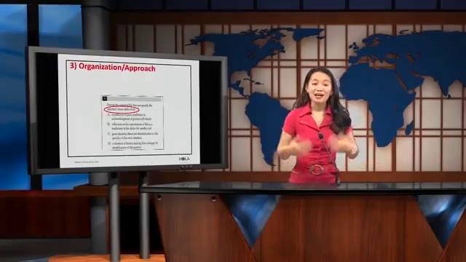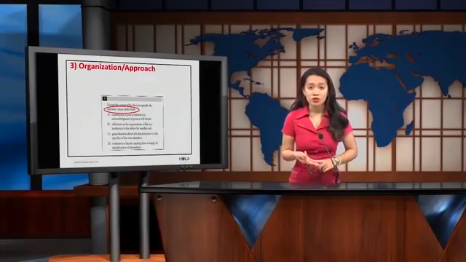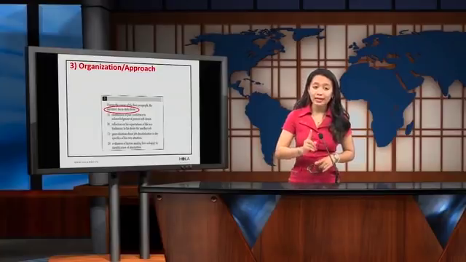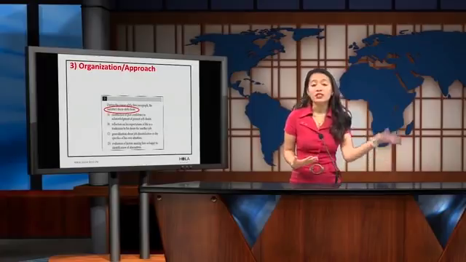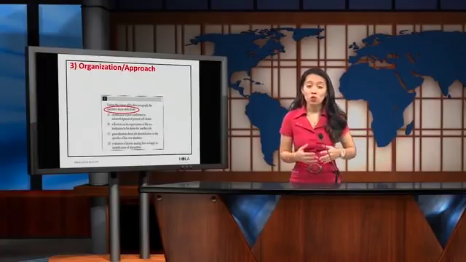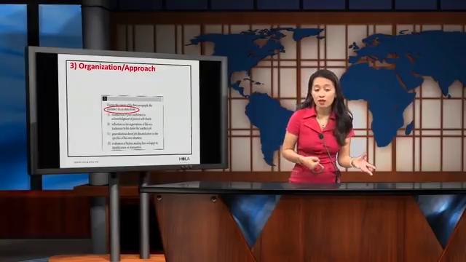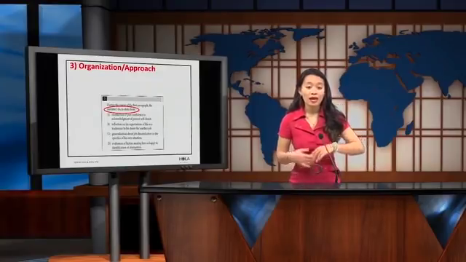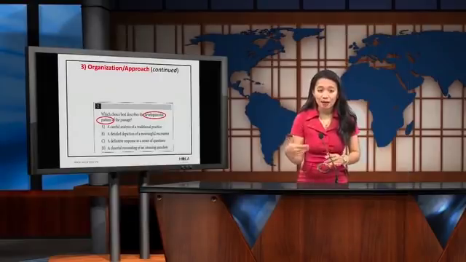The third type of question is one on organization, approach, or text structure. There are 2 purposes to this type of question. 1, it might ask how the passage is organized, meaning from what to what. And a typical question could be, during the course of the first paragraph, the narrator's focus shifts from, and then 4 options.